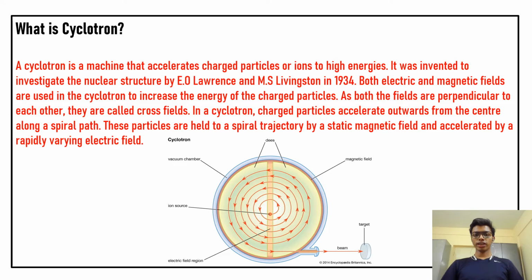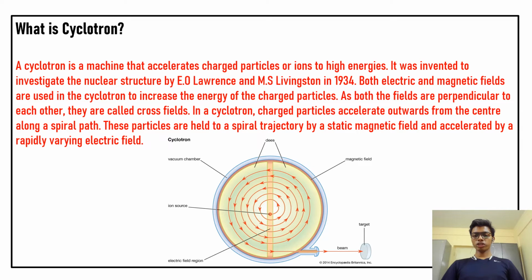So, what is cyclotron? Cyclotron is a machine that accelerates charged particles or ions to high energies. It was invented to investigate the nuclear structure by E.O. Lawrence and M.S. Livingston in 1934. Both electric and magnetic fields are used in the cyclotron to increase the energy of the charged particle, as both the fields are perpendicular to each other. They are called cross fields.